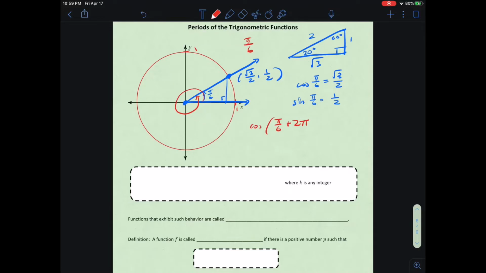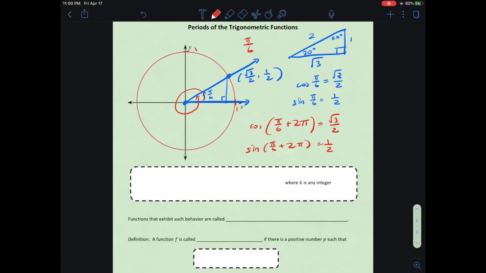So cosine of pi over 6 plus 2 pi will still equal square root of 3 over 2, because they share the same point. And sine of pi over 6 plus 2 pi will equal 1/2. Right, so again, I hope you can see that by adding 2 pi or even subtracting 2 pi, the point on the unit circle that corresponds to that angle is still the same. So that means that the values of the trig functions will be equal to the corresponding trig functions of theta, which in this case is pi over 6.